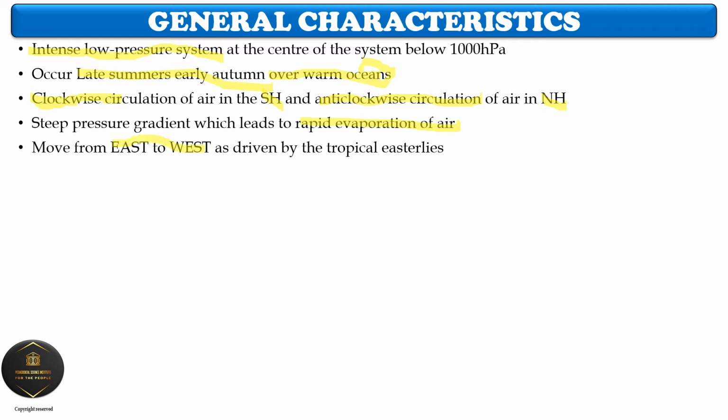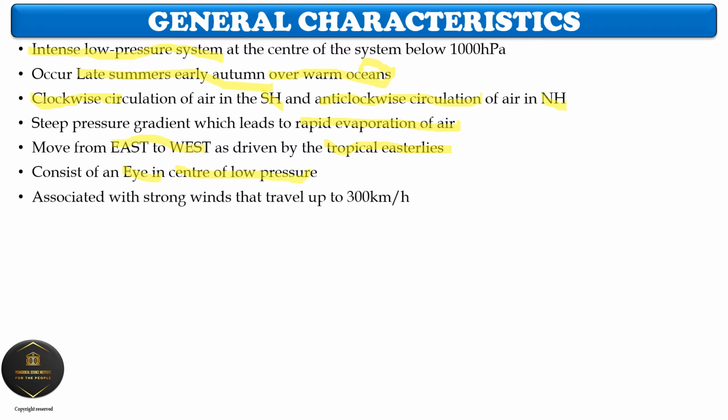And why? Because they are driven by tropical easterlies located in the easterly wind belt, and they consist of the eye, which is basically the low pressure center of the system. So that's the eye, and this eye, remember, has no cloud cover, no winds. So we have stable conditions in the eye. We'll talk about that more in depth.